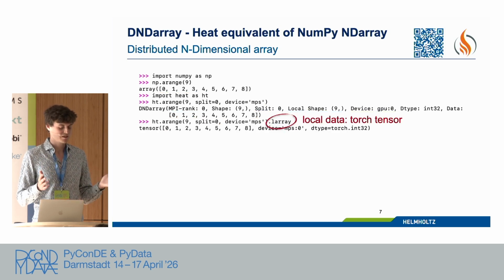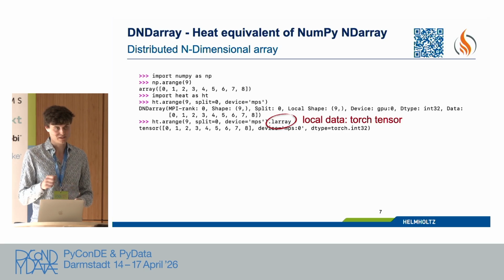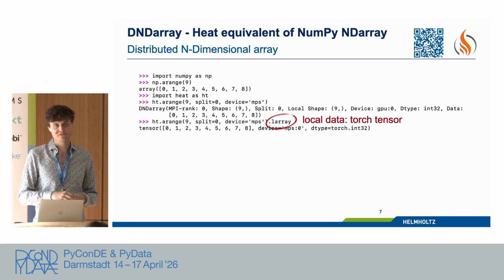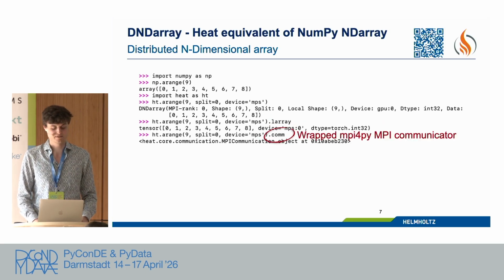Now, what's happening underneath? We can check out the local data on the task by just looking at .larray, so local array. And this is just a torch tensor, actually. So heat is built on torch. Of course, we don't re-implement all of the things. Whenever we call a serial operation, we just pass this on to torch, which also supports all the devices. So that's good. Another heat-specific attribute of the DNDarray is the communicator, .comm.